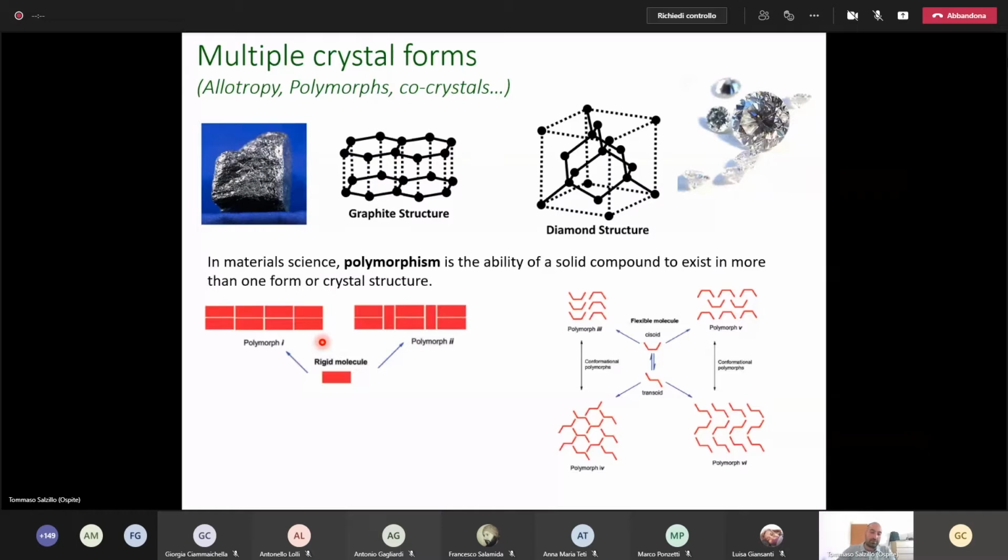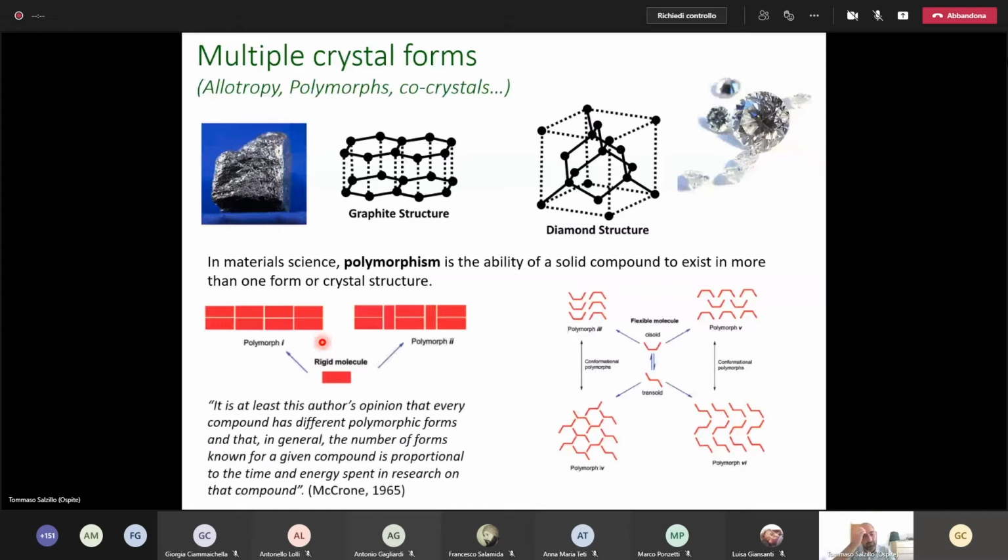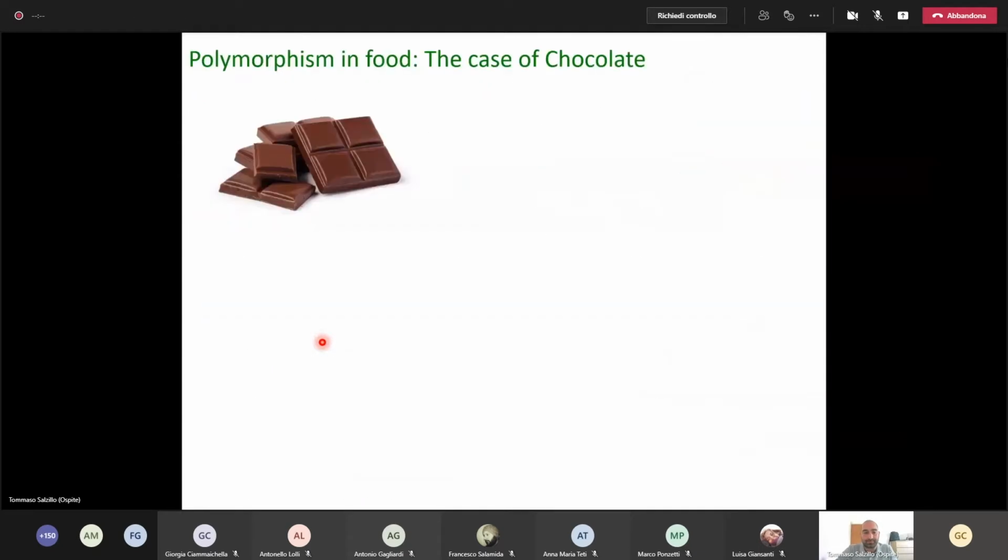This is a very nice question. Usually people always ask me how many polymorphs a molecule can make. So I always report a very nice statement by McCrone. McCrone wrote an amazing book in 1965 just about polymorphs. And I always like to report his statement, that the number of polymorphs of a specific molecule is always correlated to the time and the money spent in researching other polymorphs.